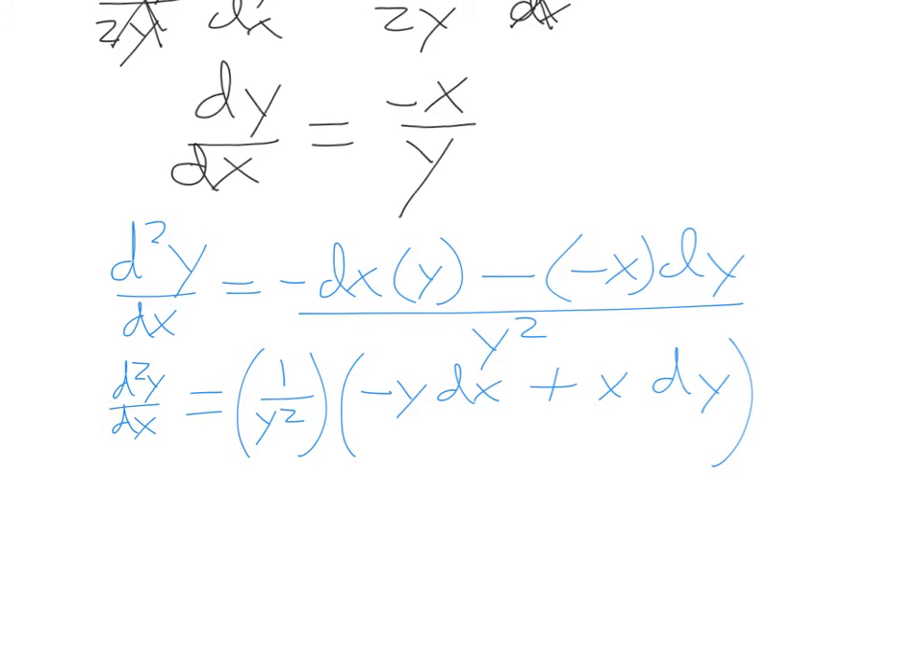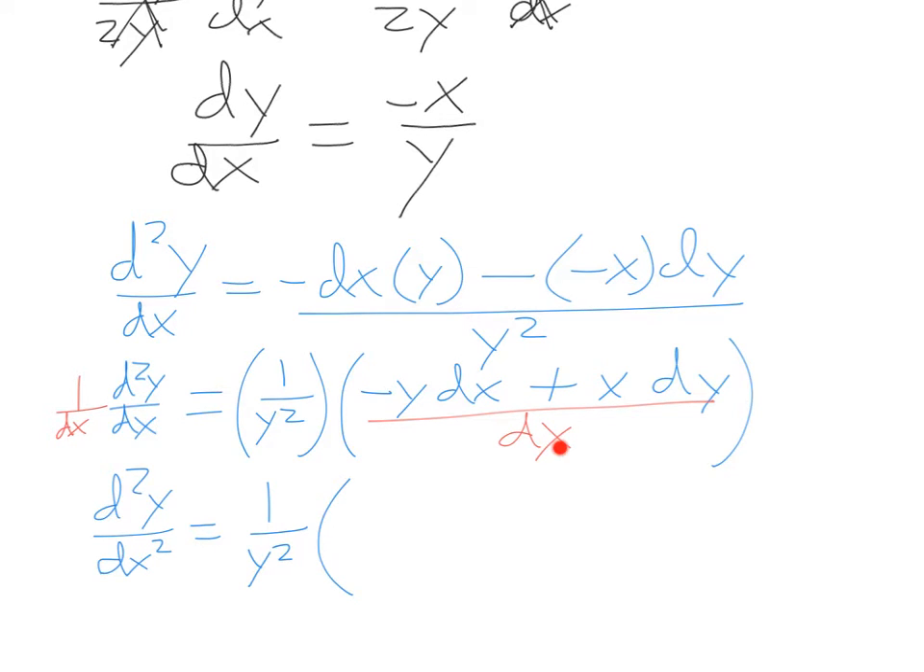So rather than just divide by dx on both sides, well, this is multiplying, right? So I could just divide this whole thing by dx and then multiply this side by 1 over dx. And so I would get d²y over dx squared equals 1 over y squared times, well, here the dx over dx, I would just cancel out. That just becomes negative y. And here, that becomes x times dy/dx.